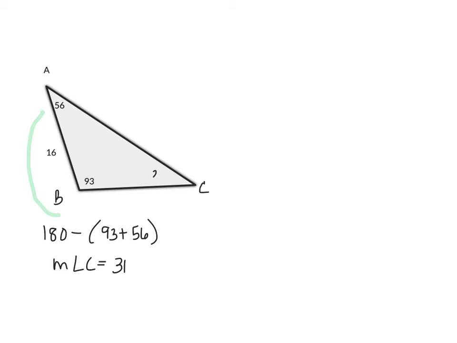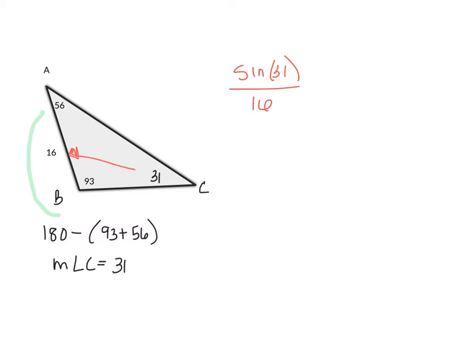Now we have all 3 angles. Again, in order to use law of sines, we need to know an angle and its opposite side for our initial ratio. So we set this up. The sine of 31 is to 216.